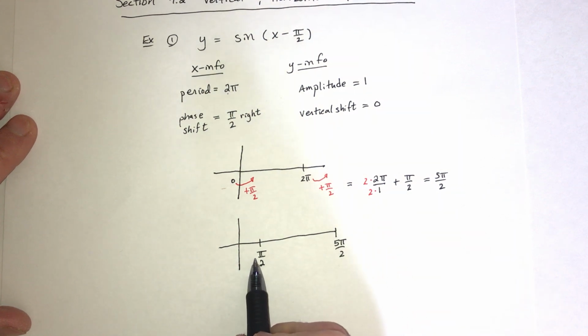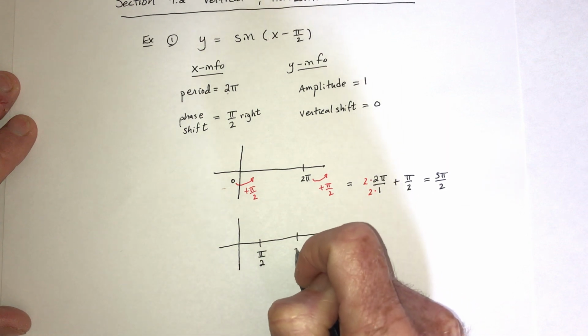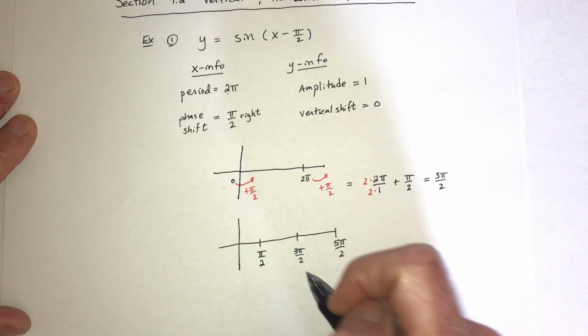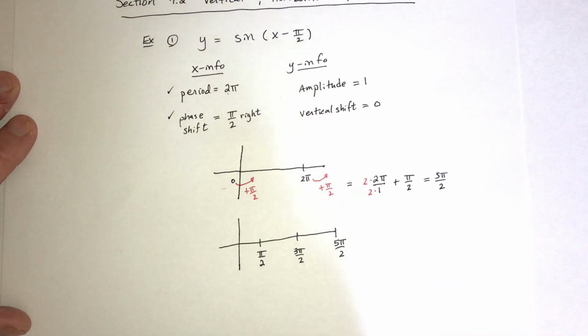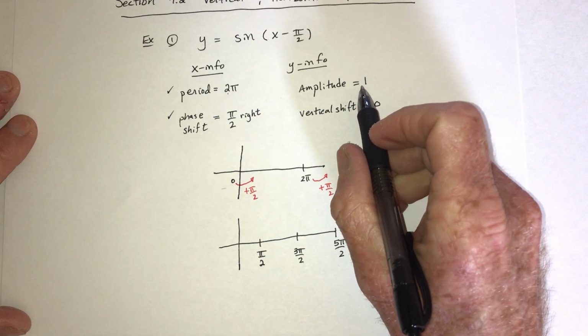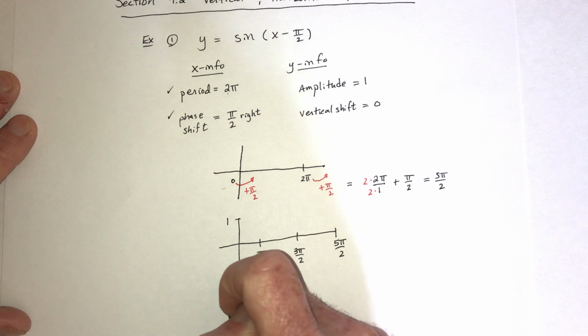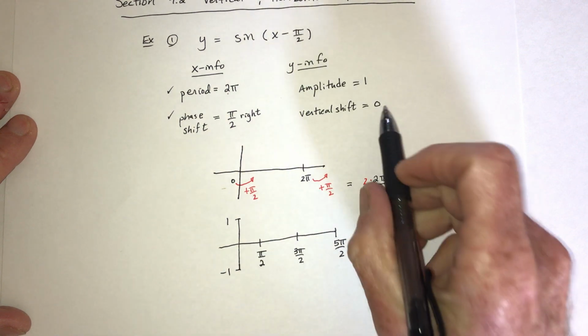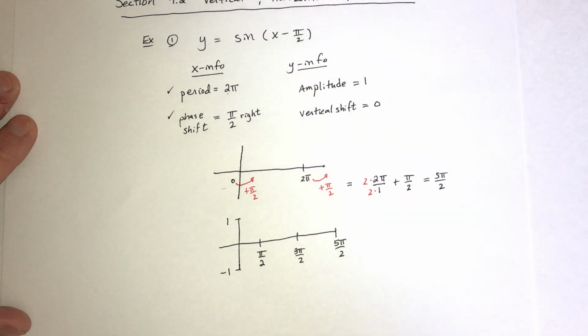So this one is 1 pi over 2, this one's 5 pi over 2. In the middle would be 3 pi over 2. Okay, now we're done with the x information. The y information is pretty simple on this one. The amplitude is 1, so it's going to go up to 1 and down to -1. And there is no vertical shift, so these do not get shifted.